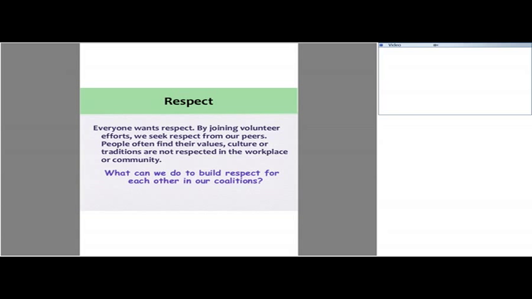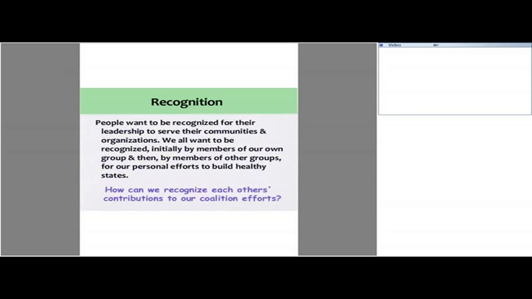Secondly, recognition. We know that people want to be recognized for leadership. We all want to be recognized by members of our own group, by members of other groups, for our efforts to build healthy states, healthy communities, crime-free communities, whatever the issue is that you're focusing on. So how can we recognize each other's contributions to our coalition's efforts? So being highlighted in our newsletter, being able to get up in a meeting and talk about some activity that your organization is working on that you maybe would like some assistance from the coalition on would be an example.